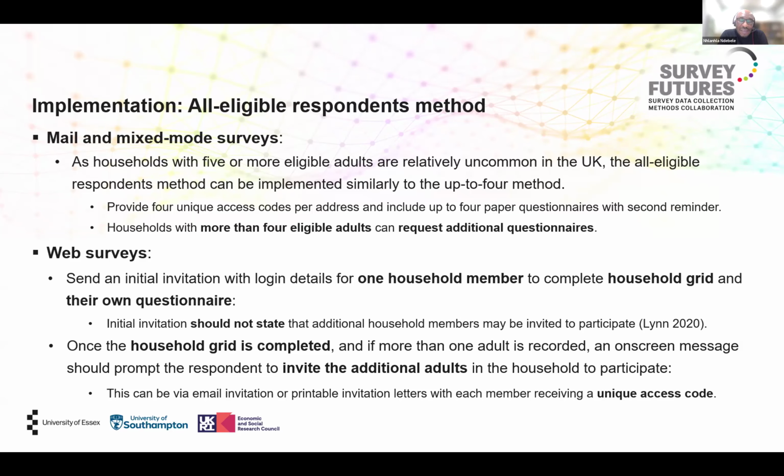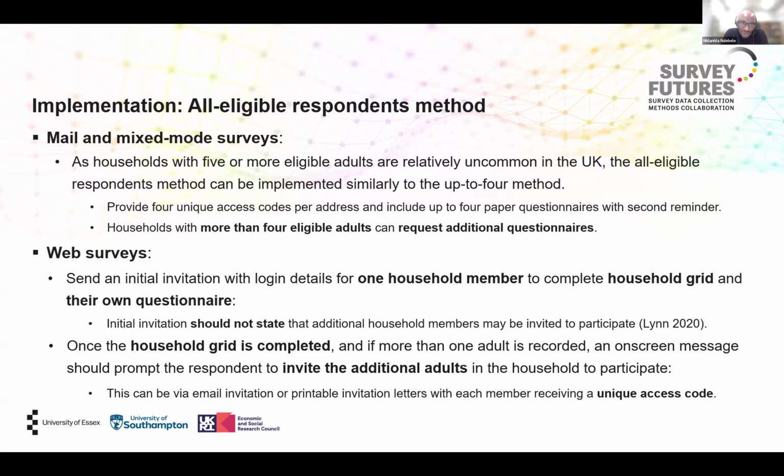For web surveys, because you can be a bit more flexible in terms of the technology or the programming that can be used to conduct selection, there's more you can do in terms of selecting your sample. So in this instance, an initial invitation letter is sent to the household, but only with one login, and only one household member is asked to complete this. They will complete the household grid, and then they have access to their own questionnaire.